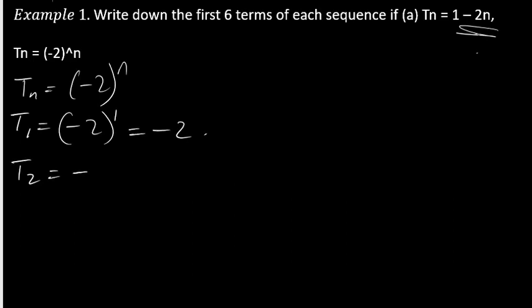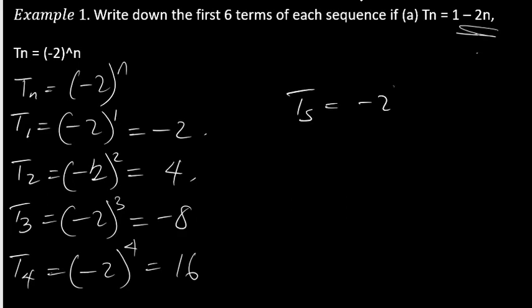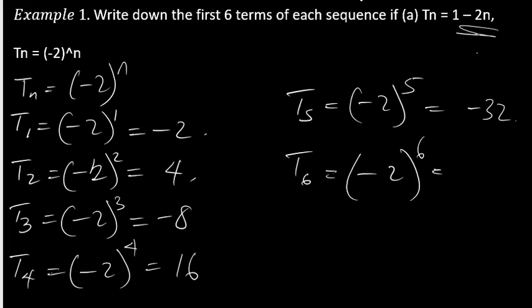The second term is minus 2 raised to the power 2, which is equal to 4. The third term is minus 2 raised to the power 3, which is minus 8. The fourth term is minus 2 raised to the power 4, which is equal to 16. The fifth term is minus 2 raised to the power 5, which is equal to minus 32. Then the sixth term, which is the last one, minus 2 raised to the power 6 is equal to 64.